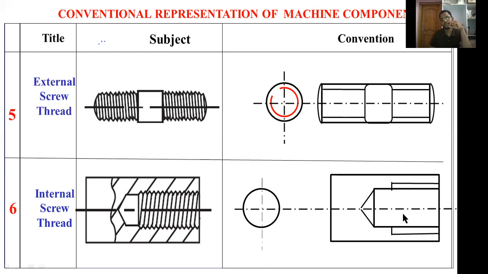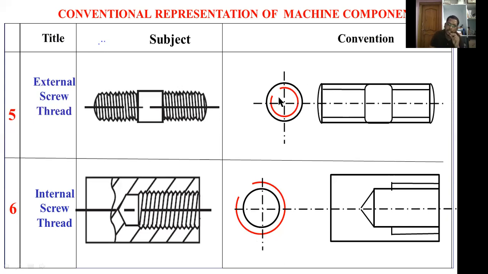This is the axis of the shaft. Now, for internal threads you have to draw an incomplete circle. Here I am drawing the circle outside of the thread, outside of the complete circle. This incomplete circle shows an internal screw thread.